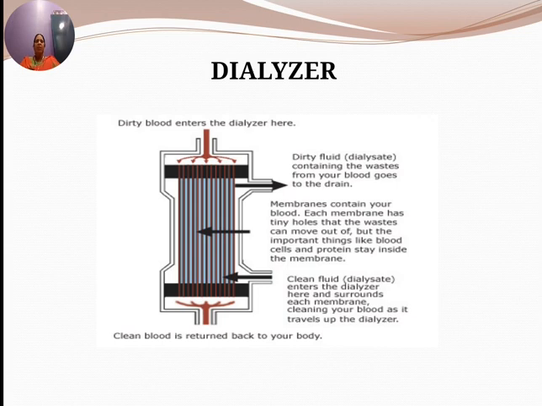So these will be coming out as clean blood is returned back to your body. After the entire cleaning process takes place in the dialyzer, the dirty blood which enters the dialyzer unit is washed by the clean dialysate fluid, which enters the dialyzer and surrounds each membrane, cleaning your blood as it travels up the dialyzer. So the dirty fluid, that is the dialysate containing the waste from your body, goes out to the drain, leaving behind clean blood, which is returned back to your body.